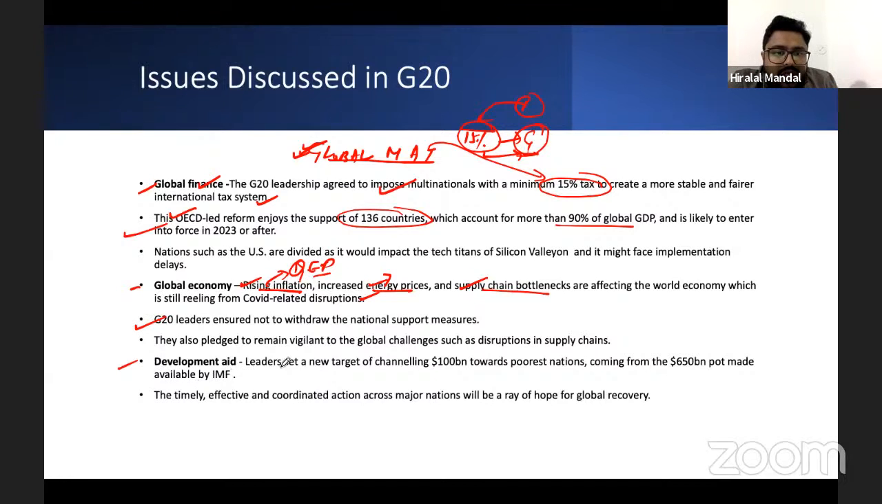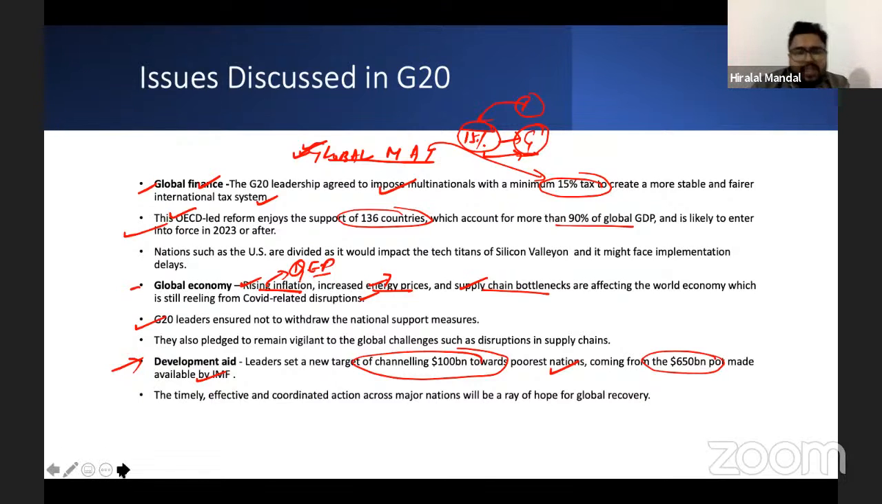Of course, the leaders set a new target of channelizing $100 billion towards the poorest nations, coming from a $6 billion pot made available by the IMF. Okay, so they have agreed to provide developmental aid to the poorest nations, especially to deal with various developmental issues. So these are the things that have been discussed in the G20.